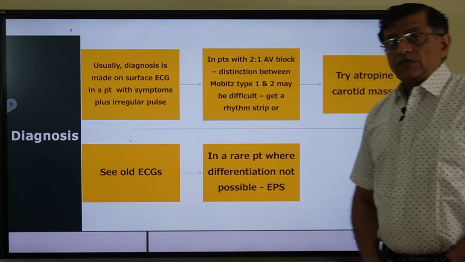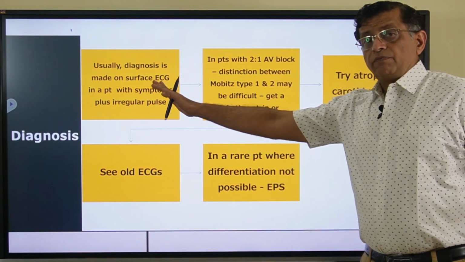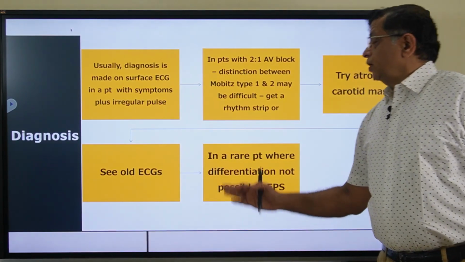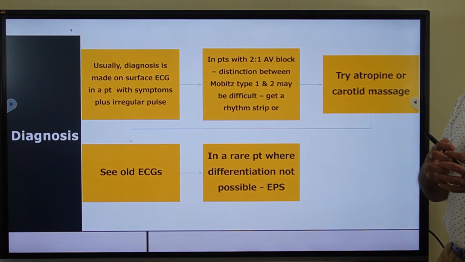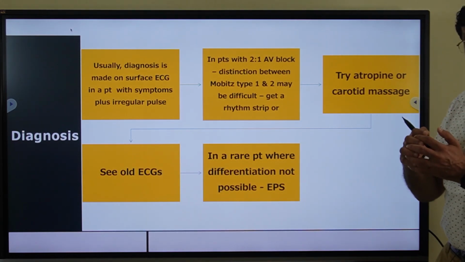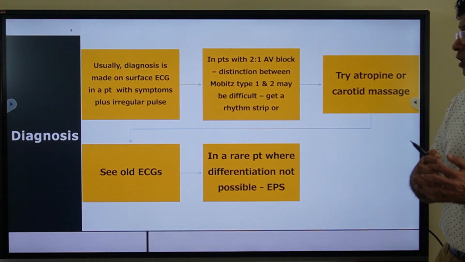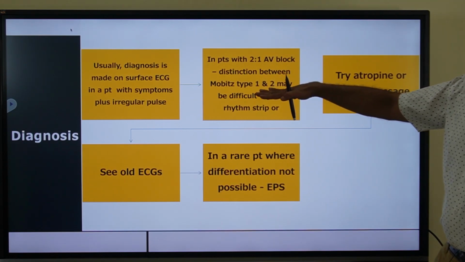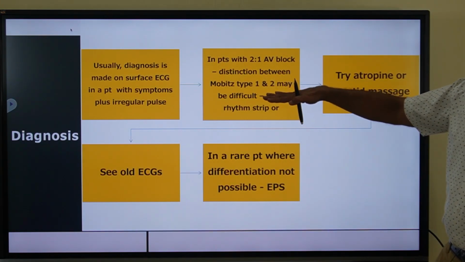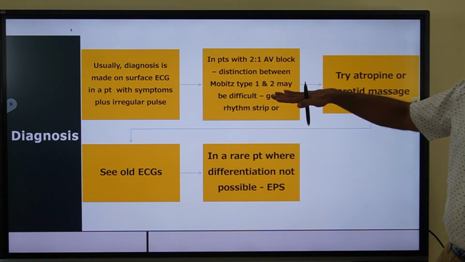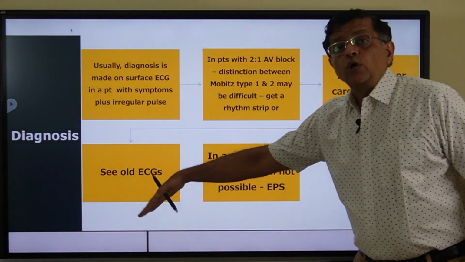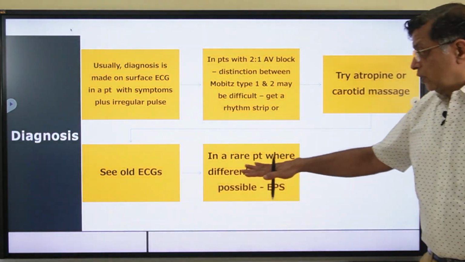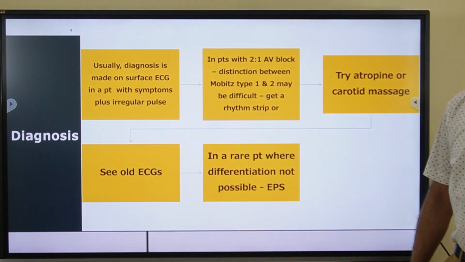The diagnosis, as we have just said, is mainly on the surface ECG. In a patient with 2:1 block, there could be some difficulty in differentiating between Mobitz type 1 and Mobitz type 2. In those cases, probably you can try atropine or carotid massage, vagal maneuvers, and they may be helpful in differentiating. You can also look at older ECGs, they will also help, or in a very rare patient you could go for EPS.